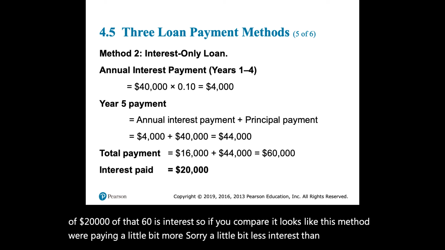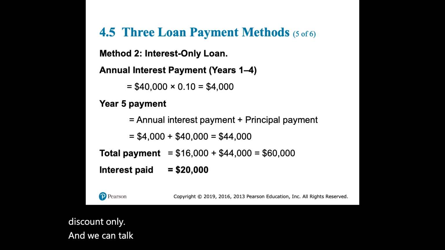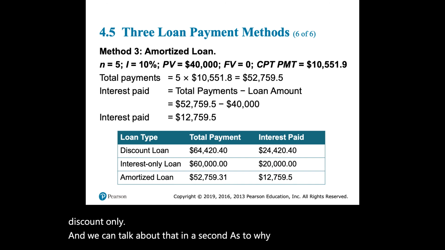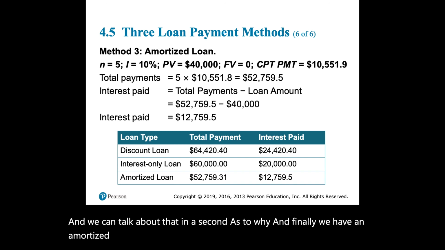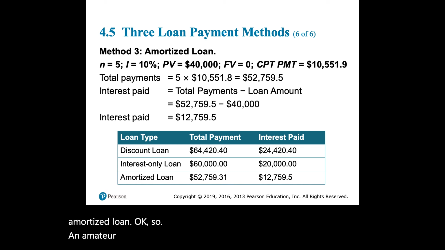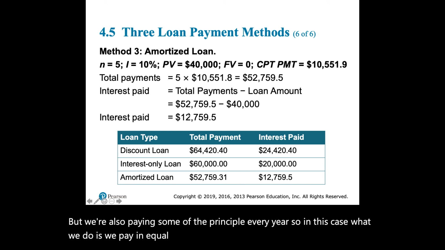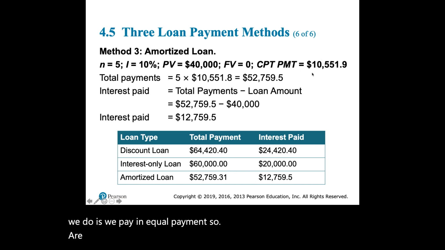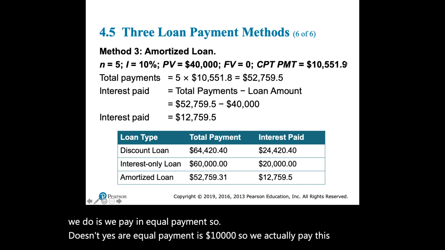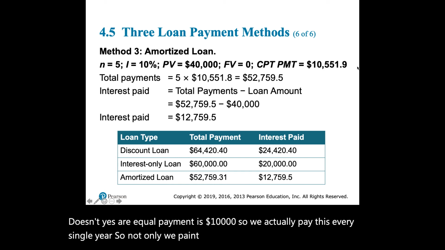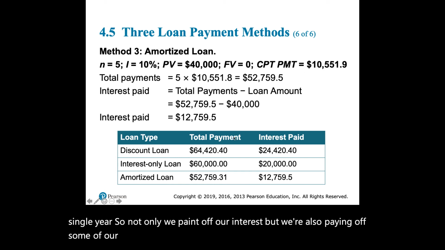And finally, we have an amortized loan. In an amortized loan, we're not only paying the interest, but we're also paying some of the principal every year. So in this case, we pay an equal payment. Our equal payment is $10,000, and we pay this every single year. Not only are we paying off our interest, but we're also paying off some of our principal. As a result, our total payment is only $52,000, so it's much less than any other option.